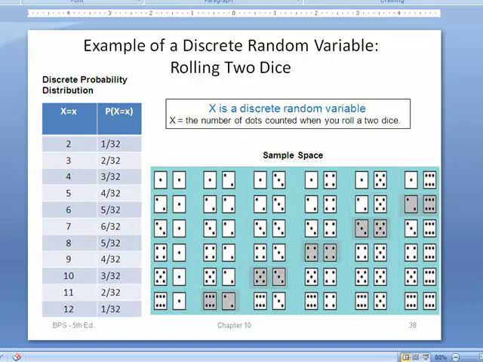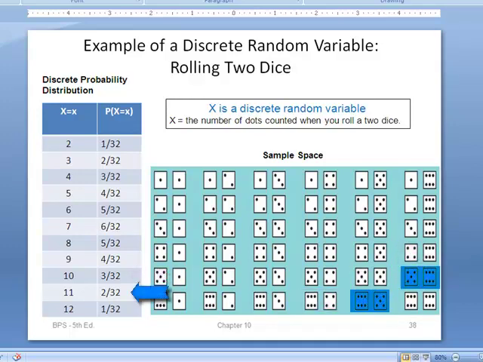I see 8, my random variable 8, and the probability that I roll an 8 would be 5 out of 32. With the random variable equaling 9, the probability of that, I see 4 of those out of 32, so the probability that x equals 9 is 4 out of 32. 10, there are 3 of those, so the probability that my random variable is 10 is 3 out of 32.